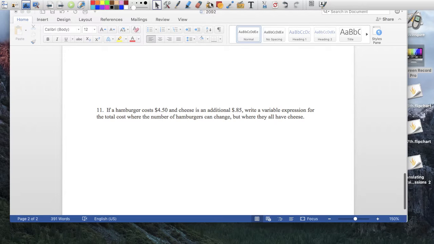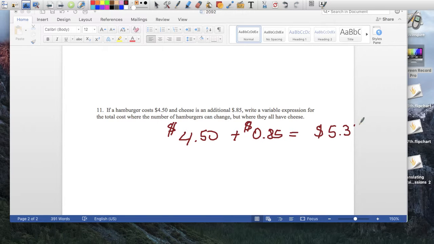Okay, so if they all have cheese, you're ordering a burger, right? It's $4.50 plus 85 cents for the cheese. So the actual cost of your burger is $4.50 plus 85 cents, which is $5.35. This is what your actual burger will cost. Well, let's not call it a burger. Let's call it a cheeseburger.